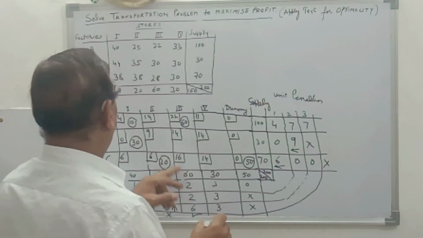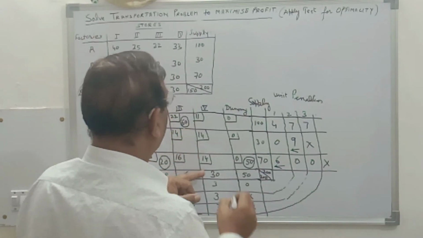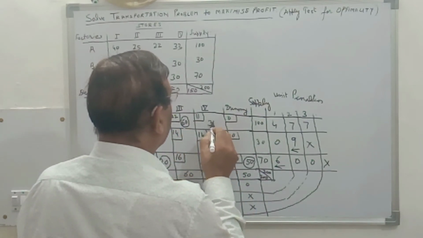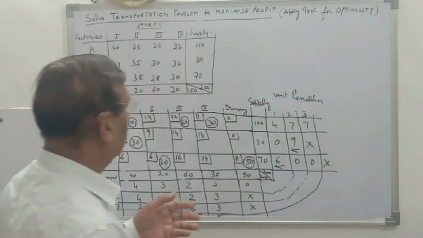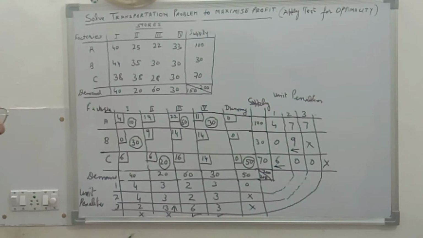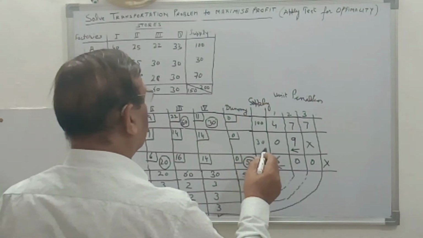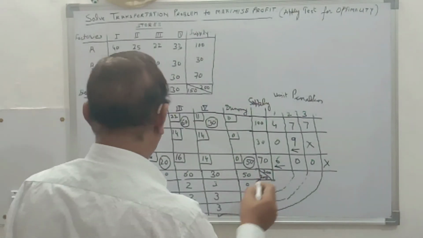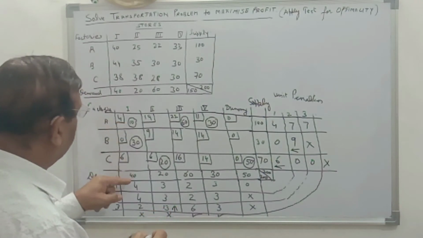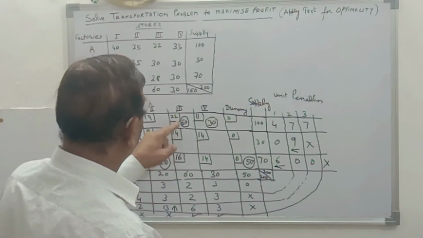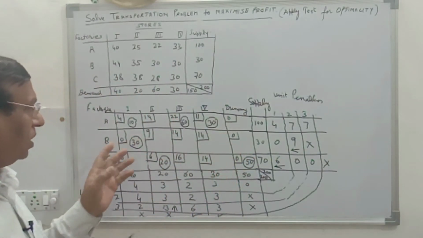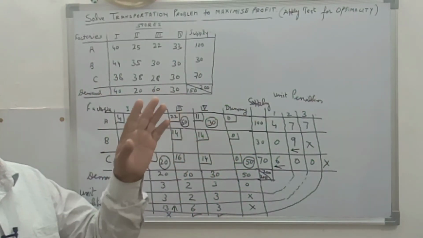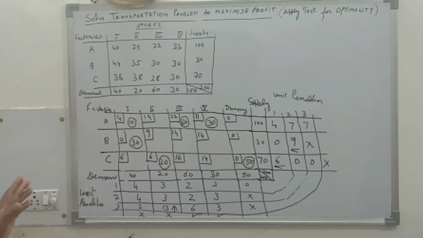And here now 30 units are left. Here 30 units are to be allocated, and this is also allocated. Demand is okay. Now here 30 is okay, here 70 is okay. Now 10 plus 30 is 40, 20 is okay, 60 is okay, 30 is okay, 50 is okay. It means all the demands and supplies have been satisfied. So this is the VAM.